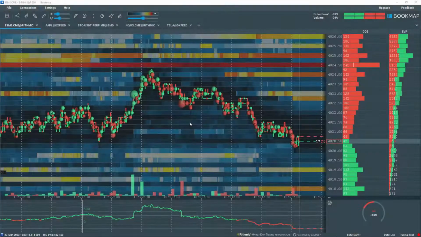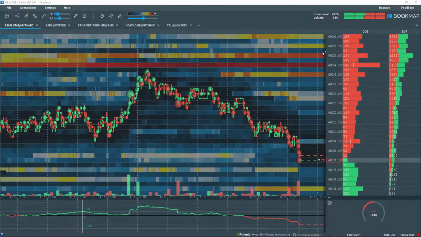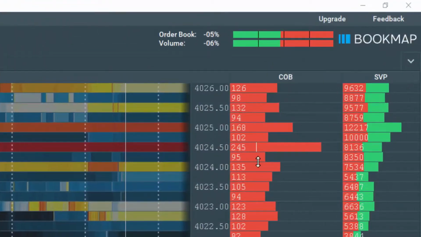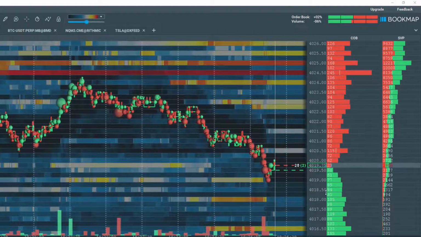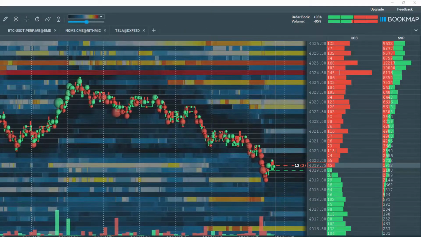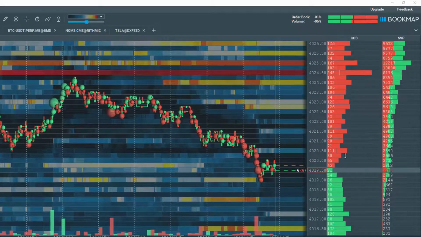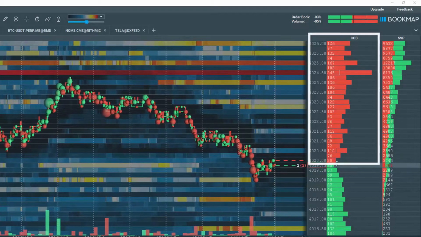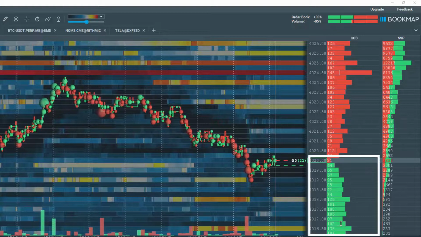The Bookmap heat map shows a graphical representation of liquidity in the current and historical order book. Let's take a look at the current order book column, or COB column here. This is your depth of market, or DOM, or your level 2. This column displays both numerical values and a histogram of the limit sell orders at the best offer and above, and the limit buy orders at the best bid and below.